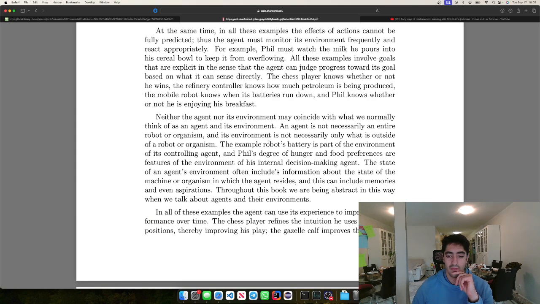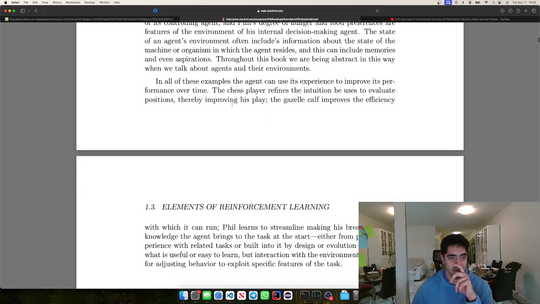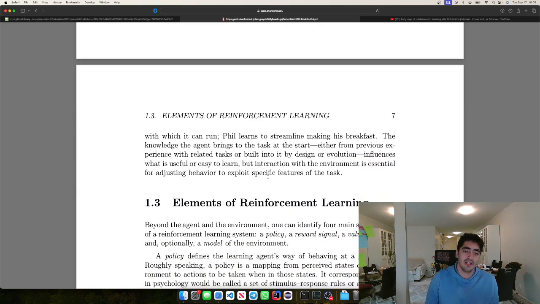Throughout this book, we are being abstract in this way when we talk about agents and their environment. In all of these examples, the agent can use its experience to improve its performance over time. The chess player refines the intuition he uses to evaluate positions, thereby improving his play. The gazelle calf improves the efficiency with which it can run. Phil learns to streamline making his breakfast.